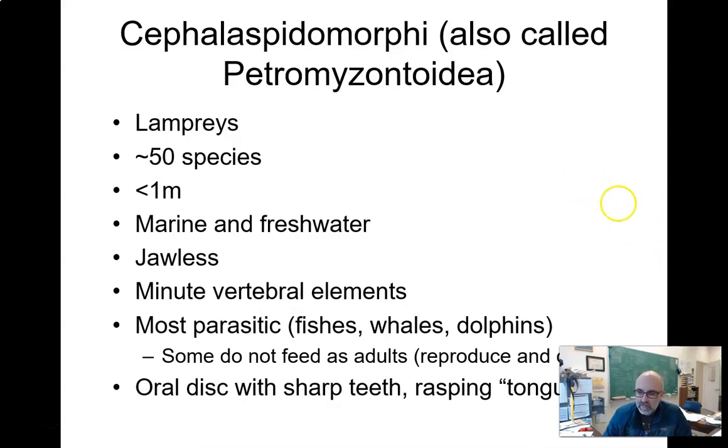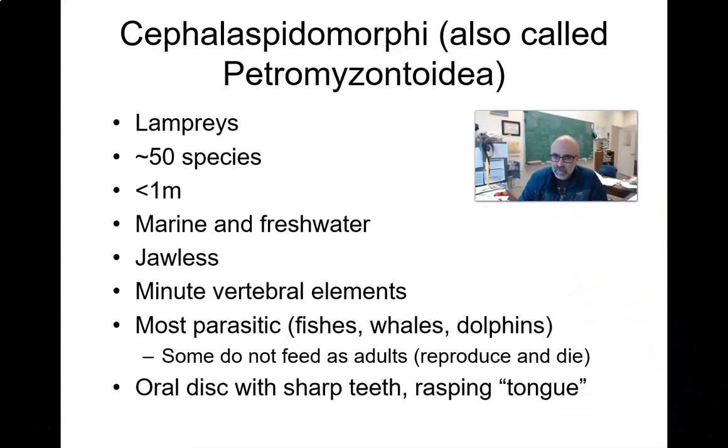Another class, Cephalaspidomorphae, sometimes known as Petromyzontoidea. These are the lampreys, again jawless fishes, both marine and freshwater. A few more species of these, still not a huge diversity. The hagfish is the only invertebrate vertebrate. I'll say that again. Hagfishes do not have vertebrae. They don't have bony vertebrae. So they are in the subphylum Vertebrata, but they don't have vertebrae.